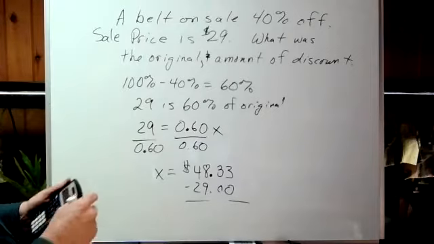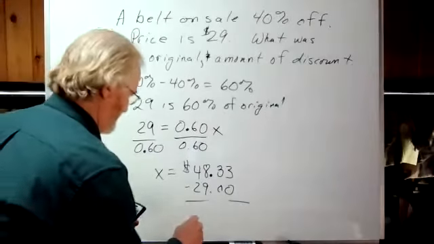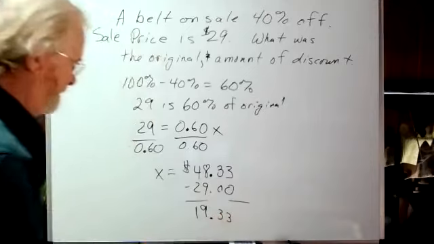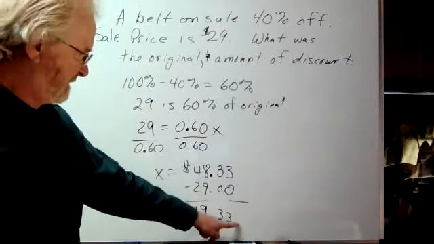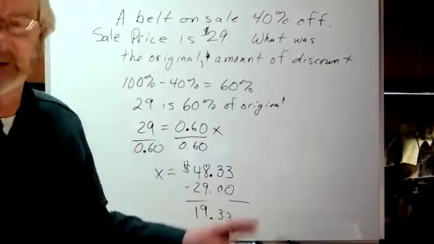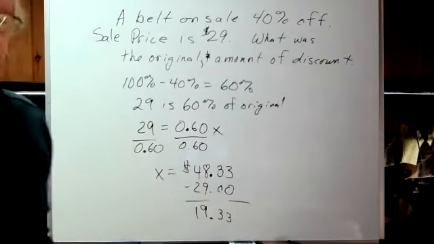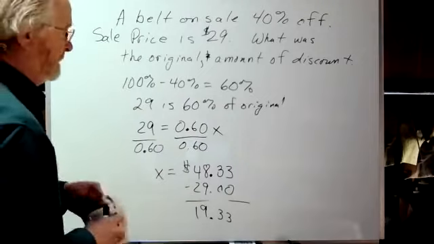Shouldn't they? Oh. I was trying to think, shouldn't they add up to, well, yeah, they add. I didn't like this 333. I was thinking it should be 6. No. That's me. That was my problem. Yeah, the amount of discount, 19.33. All right.